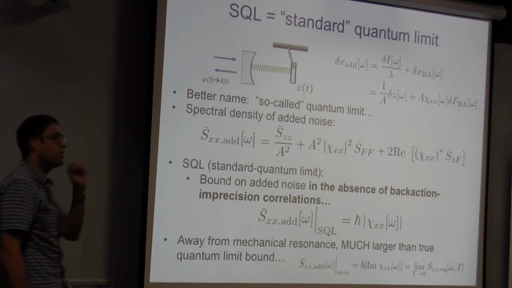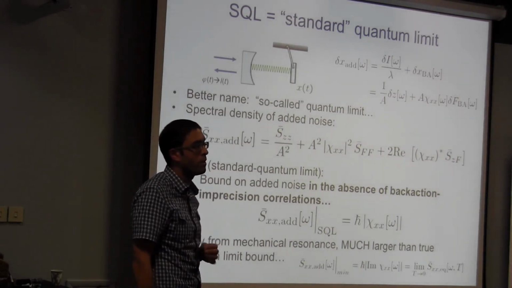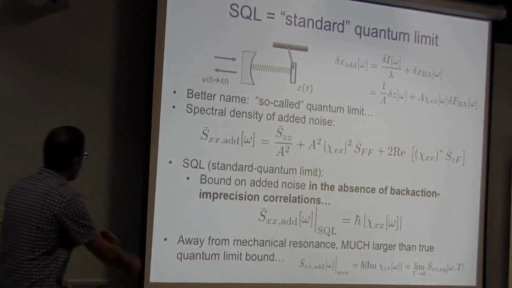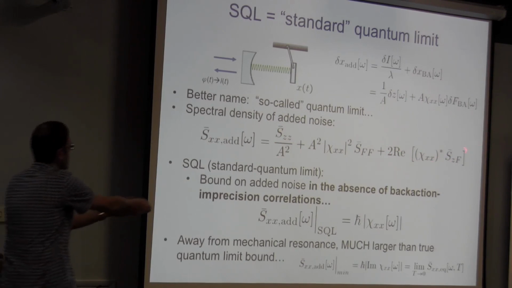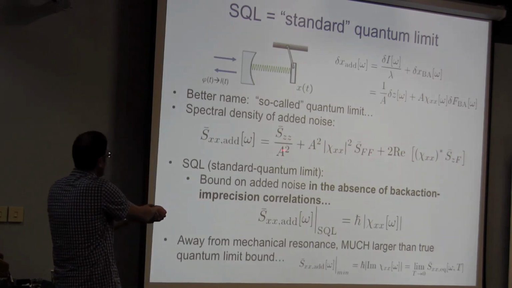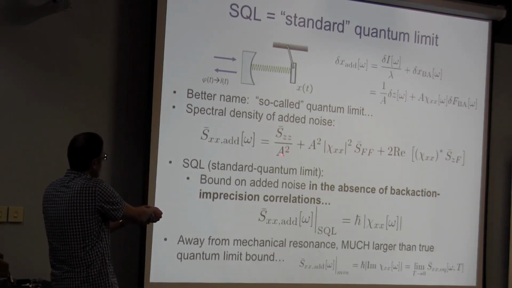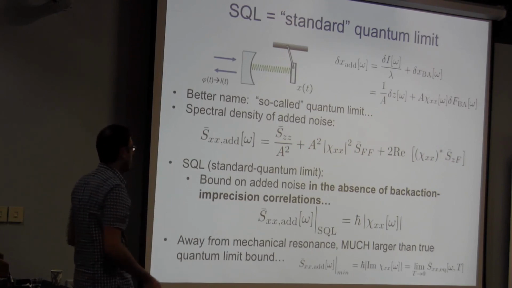So often, what do people mean when they say the standard quantum limit? Again, this is very common in the gravity wave detection community. Here's our full, possibly nasty-looking expression for the added noise. What they mean is to say, well, imagine you had absolutely no back-action imprecision correlations. So imagine this term here was just 0. Then the best you could hope to do would just be to balance these two terms by picking the optimal value of A. When you do that, this is often referred to as the SQL.